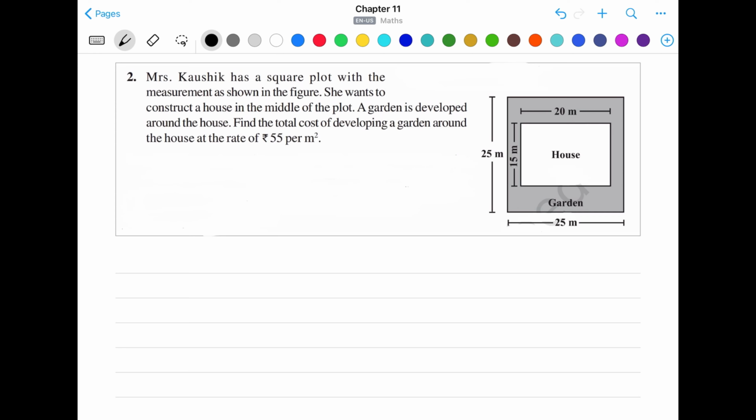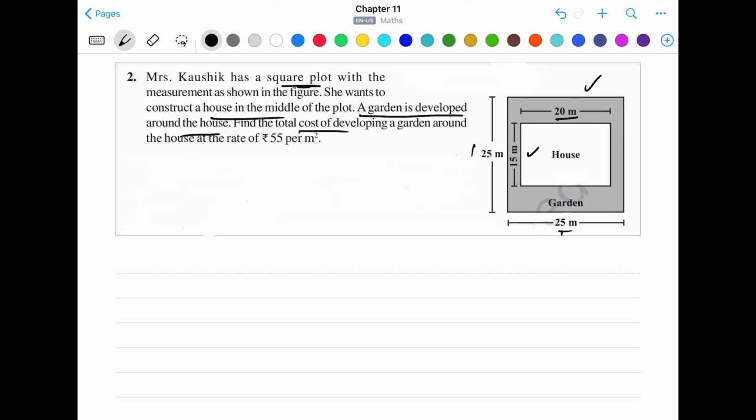Okay, so she has a plot which is in the shape of a square. The measurement of the square is given as 25 meter and 25 meter, so all four sides of this square field are 25 meter. She wants to construct a house in the middle, and the measurement of the house is also given. Its length is 20 meter and breadth is 15 meter. Then the remaining shaded part, a garden, is developed around the house.